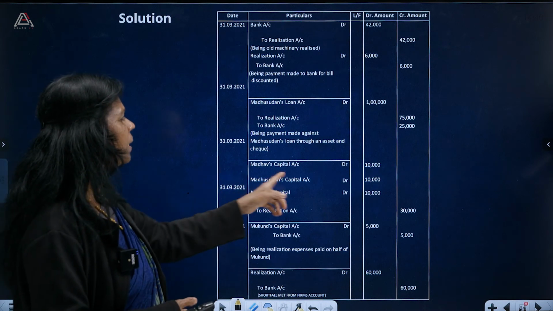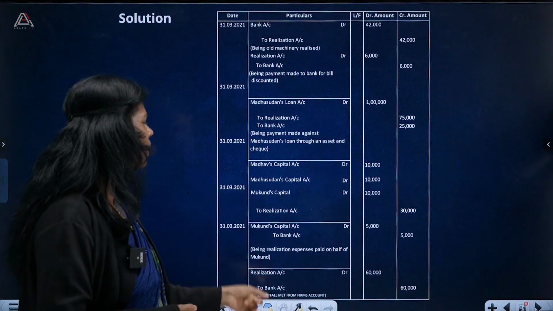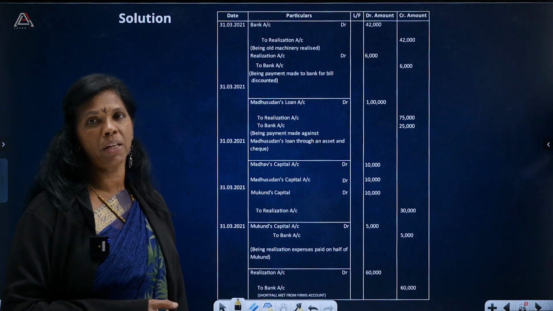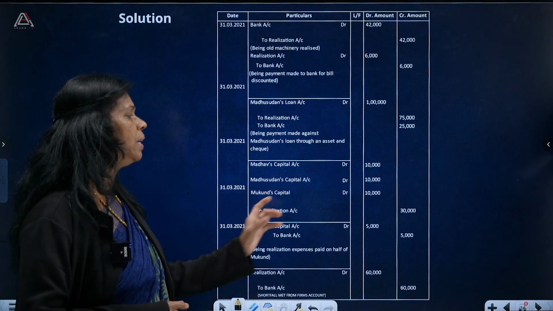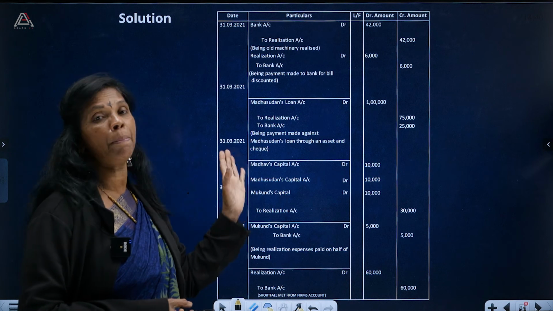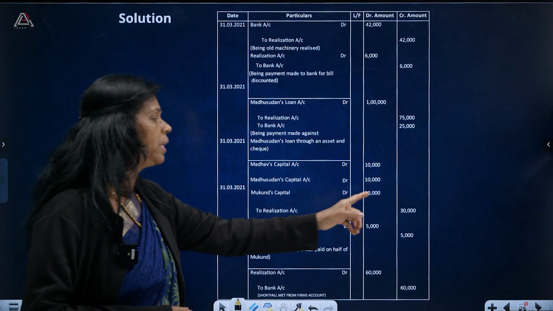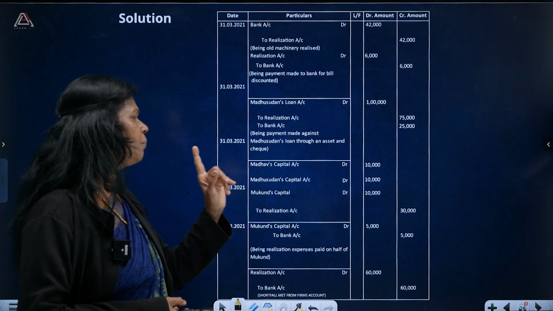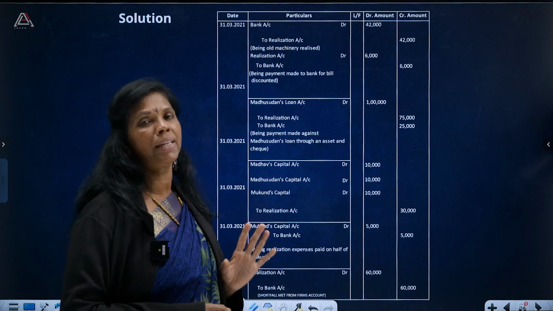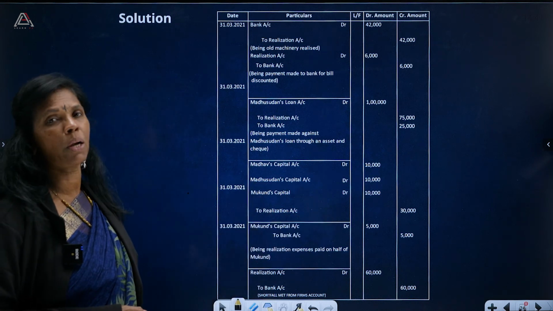See, Madhav's capital account 10,000, Madhusudan's capital account 10,000, then Mugan's capital account 10,000 to realization account 30,000. How do you understand how it will be divided? That is 30,000 we have to divide among 3 partners. So each one will get 1/3 share. So 30,000 1/3 is 10,000 for Madhav, then Madhusudan 10,000 and Mugan 10,000. So to realization account 30,000.